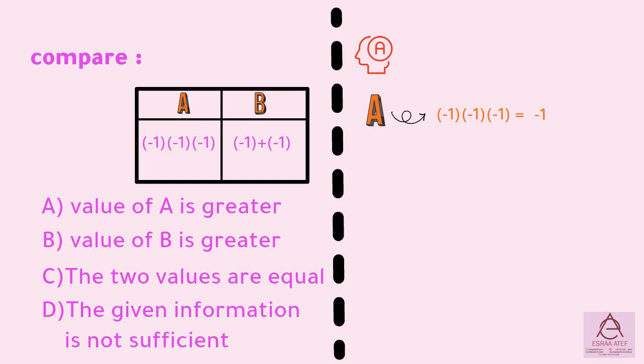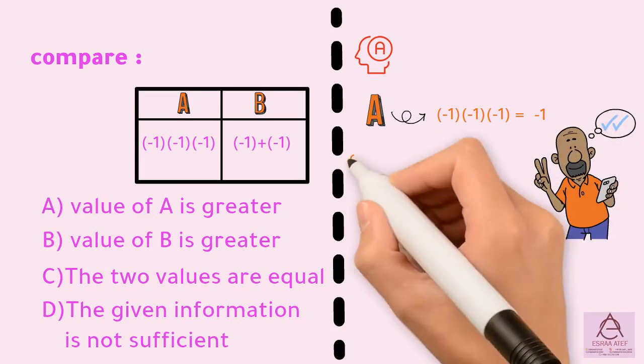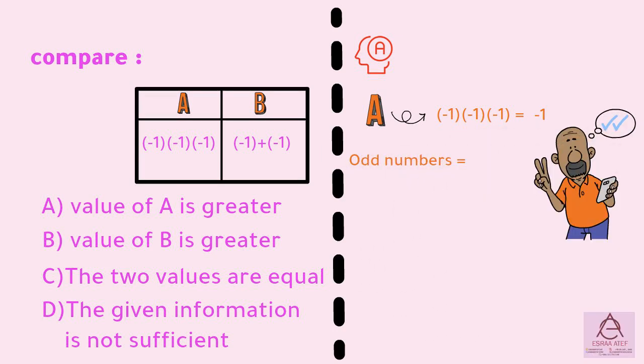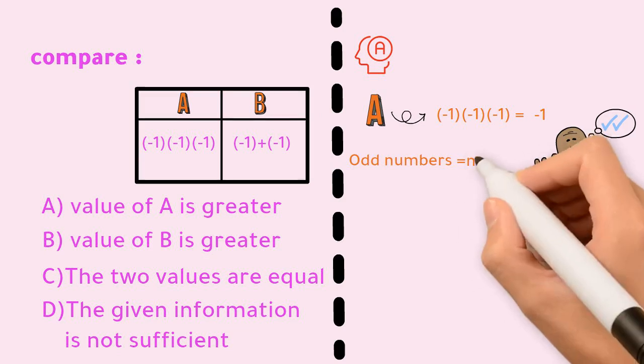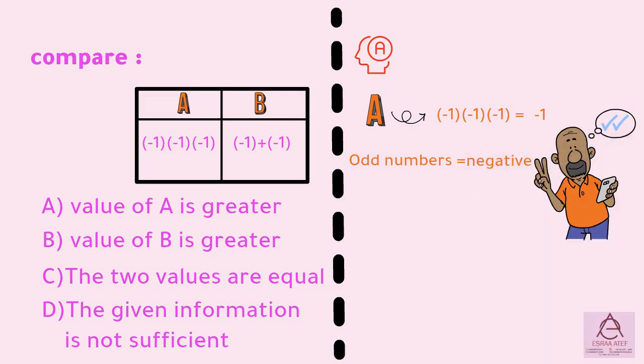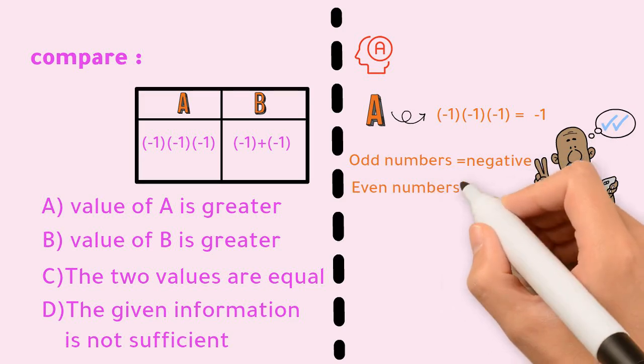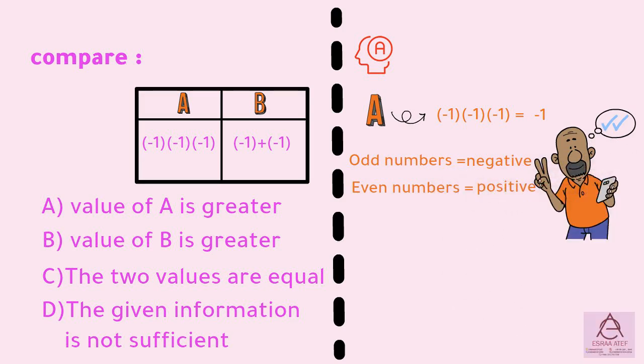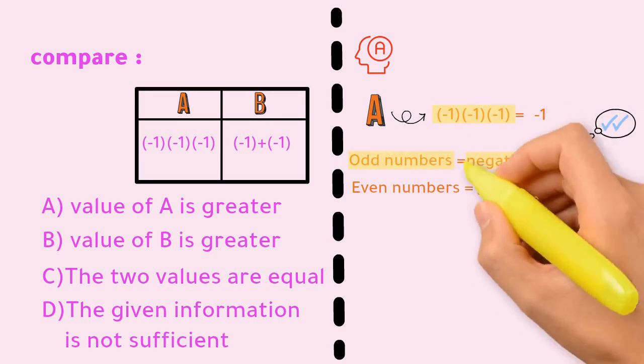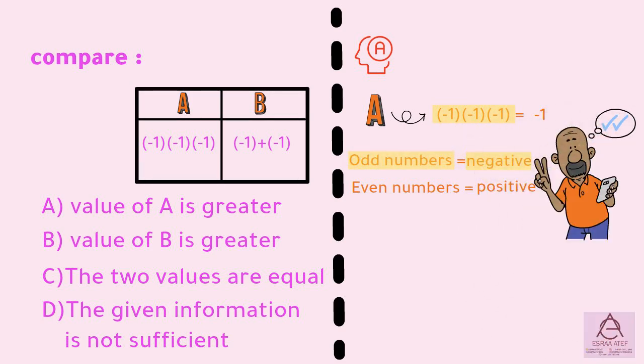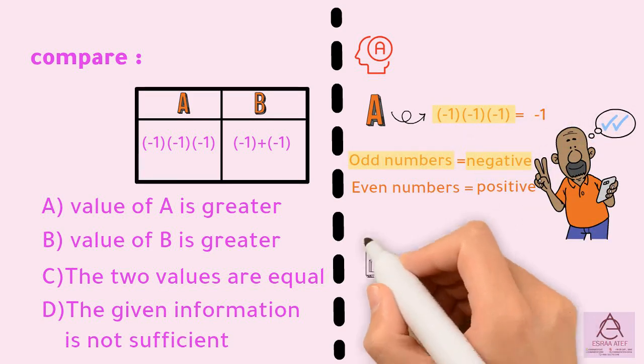We can solve it this way, or we can solve it another way, which is that if we have an odd number of negatives, it will be negative. If we have an even number of negatives, it will be positive. Like here, we have 3 negatives, which means an odd number, so it will be negative. Okay, so the answer will be negative 1.